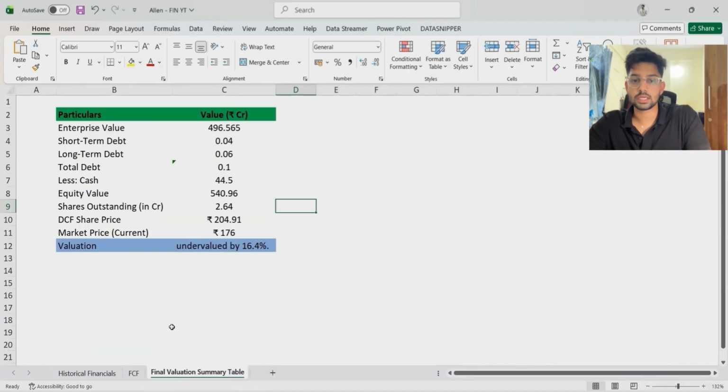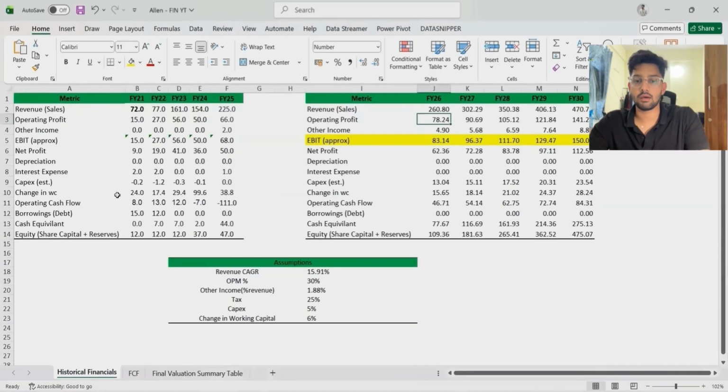Okay, if you look on the screen, on the left side, we have historical performance such as revenue, operating profit, net profit, and other financial metrics across multiple years. On the right, we have projected values where we forecast how the company is expected to perform in the future based on certain assumptions.